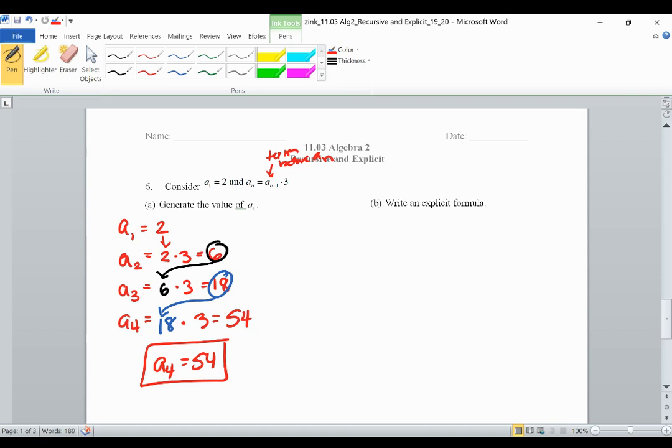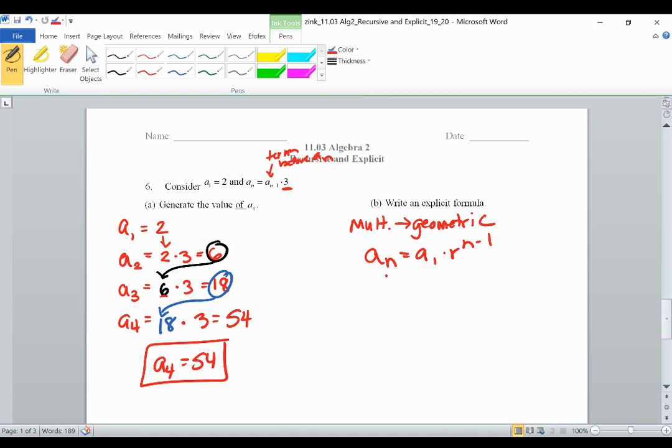Write an explicit formula. Again, you could think, how many times am I multiplying by 3? Well, this is 2 times 3, then 2 times 3 times 3, then 2 times 3 times 3 times 3. Or you could say, I know I'm multiplying the term before by 3. If I'm multiplying to get to the next term, I should be thinking geometric.